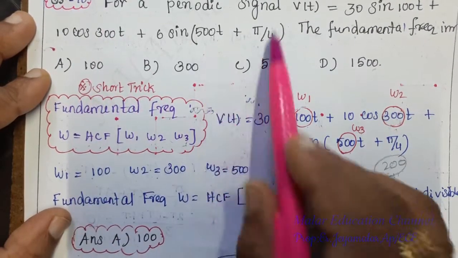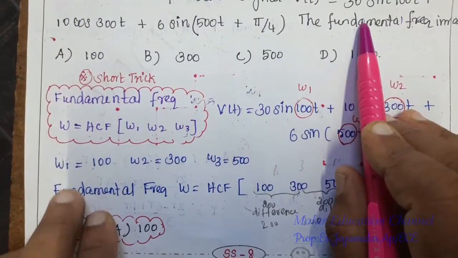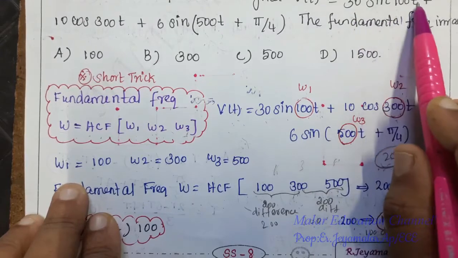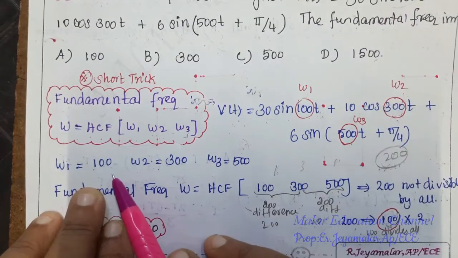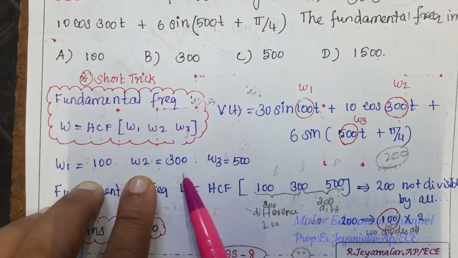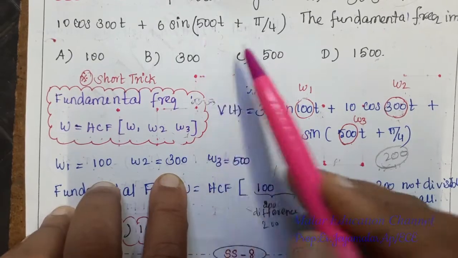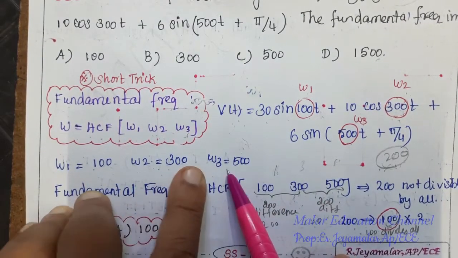Omega 3 means the third angular frequency. Let me check. For the first equation, 30 sin 100t, the nearest value of t is omega, so omega 1 is 100. For the second, the nearest value of t is 300, so omega 2 is 300. Here also, the nearest value of t is 500. So we have omega 1, omega 2 and omega 3.